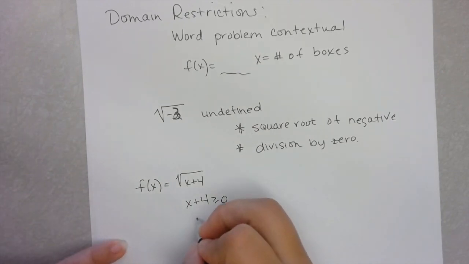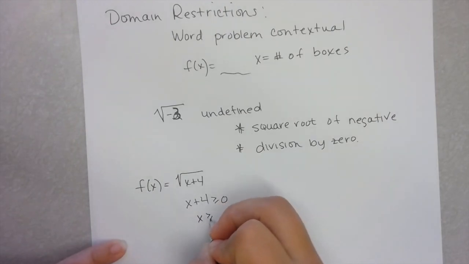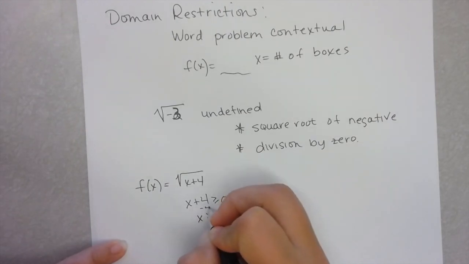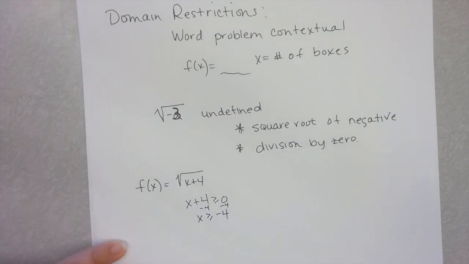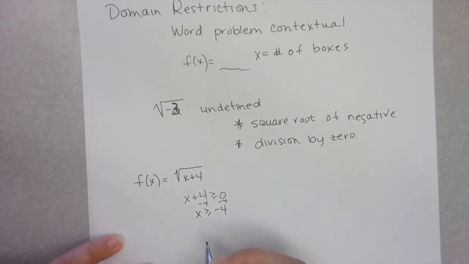And then I just solve this. So x is greater than or equal to -4. I just solve this inequality just like it's an equal sign. The only time I have to worry about anything other than that is if I'm dividing or multiplying by a negative number, and then in that case I have to flip the sign. So this gives me a domain restriction of x is greater than or equal to negative 4.